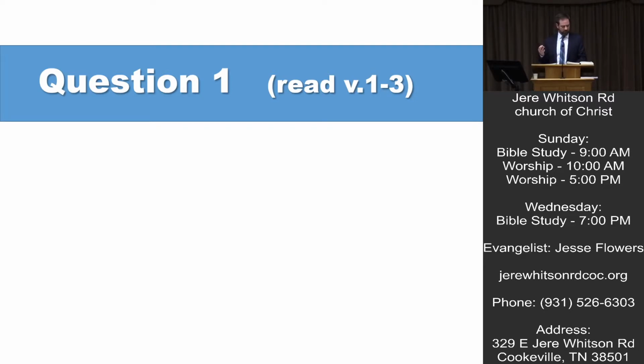So in Luke chapter 1, verses 1 through 4, inasmuch as many have undertaken to compile an account of the things accomplished among us, just as they were handed down to us by those who from the beginning were eyewitnesses and servants of the word, it seemed fitting for me as well, having investigated everything carefully from the beginning, to write it out for you in consecutive order, most excellent Theophilus, so you may know the exact truth about the things you have been taught.